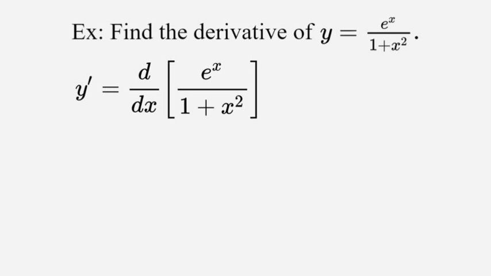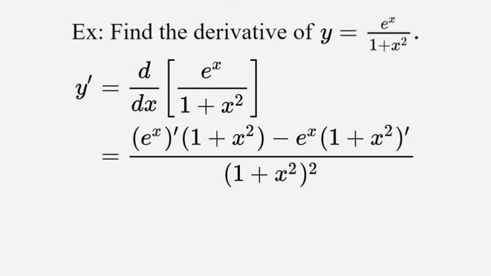And so the derivative of this quotient is the derivative of the numerator, which is the derivative of e to the x, and then multiplied by the denominator left alone, which is 1 plus x squared, and then subtract the numerator left alone, which is e to the x, and then multiplied by the derivative of the denominator, which is 1 plus x squared. And then all of that is being divided by the denominator squared, which is 1 plus x squared squared.